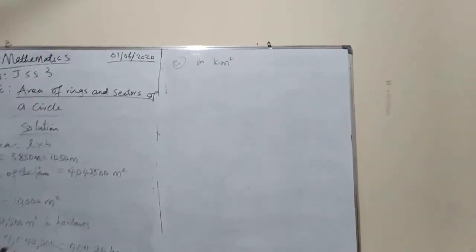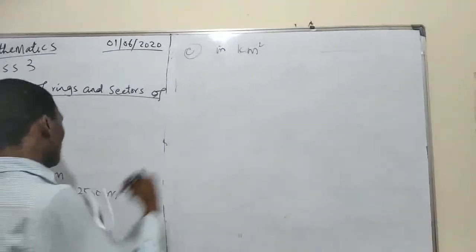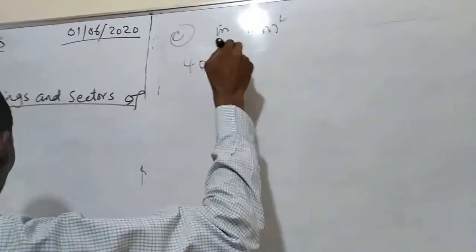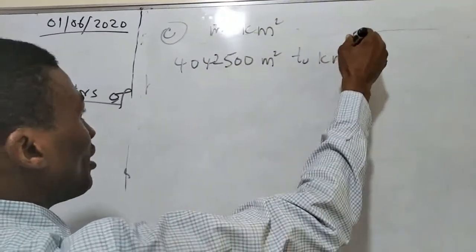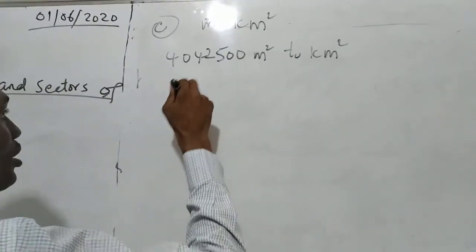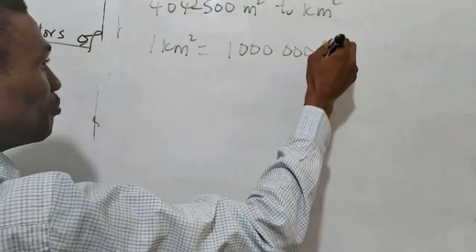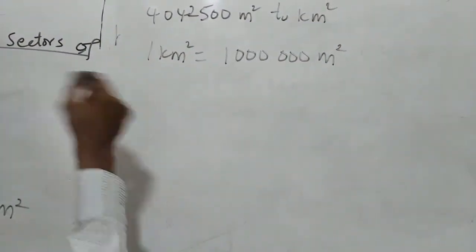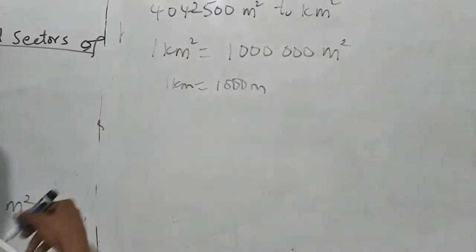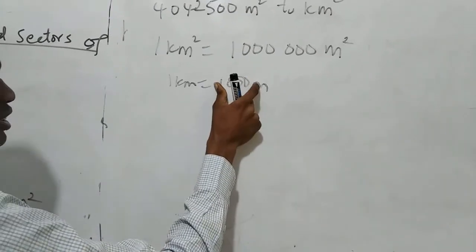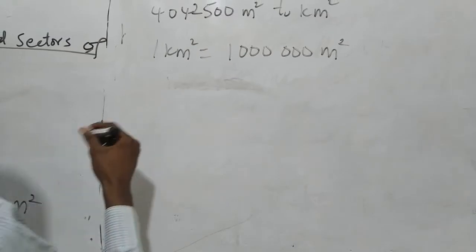So in kilometers square, we now convert our area in meters square to kilometers square. So we have 4,042,500 meters square to kilometers square. We have that 1 kilometer square is the same as 1 million meters square. We were taught that 1 kilometer is 1,000 meters. When we square it, the square of 1 gives us 1, the square of 1,000 gives us 1 million. So you have 1 kilometer square as 1 million meters square.